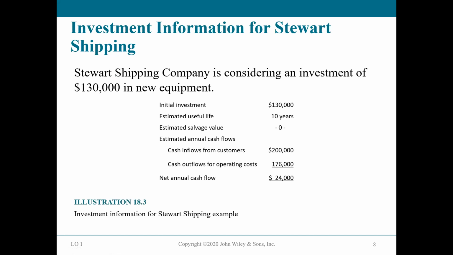A little example here: we have Stewart Shipping Company. They're considering an investment in $130,000 of new equipment. It has an estimated useful life of 10 years, no salvage value. We think we'll bring in cash inflows of $200,000 per year from customers. So we're making something new. This is incremental. And the cash outflows, the operating costs of that machine, are about $176,000 per year. So the net annual cash flow is expected to be $24,000.